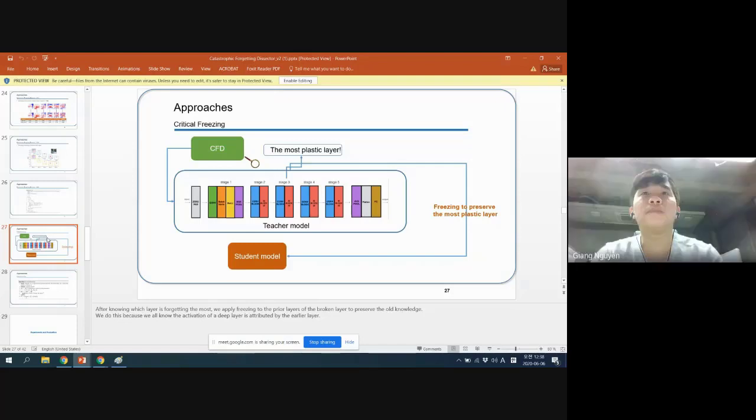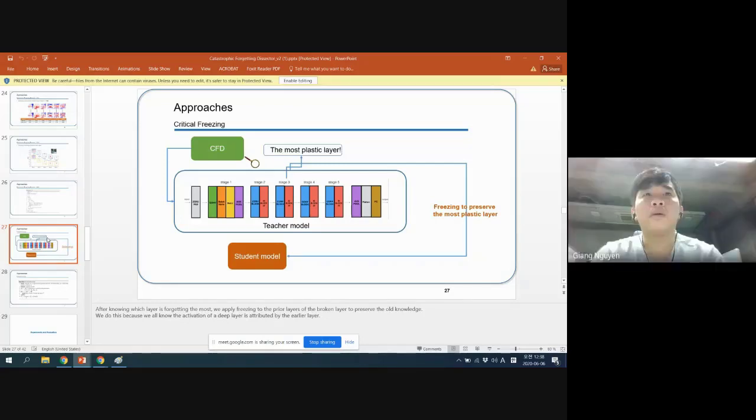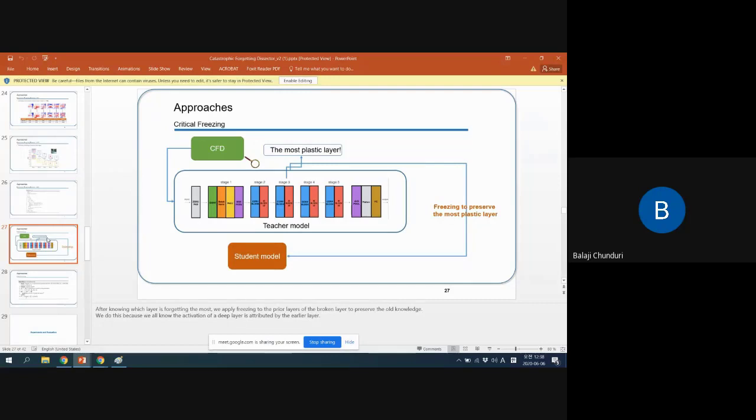Okay. So regularization of later layers is still part of critical freezing. Is that what you're saying? No, at this time we just perform critical freezing only. But in the future, we can integrate the critical freezing with other controlling techniques, for example, regularization, something like this. Okay, sorry for extending it.